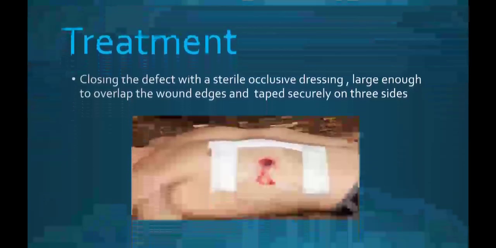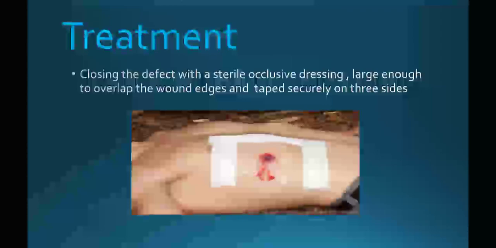Manage an open pneumothorax by closing the defect with a sterile occlusive dressing large enough to overlap the wound's edge and tape securely on three sides. Taping the occlusive dressing on three sides provides a flutter-type valve effect. As the patient breathes in, the dressing is sucked over the wound, preventing air from entering. When the patient exhales, the open end of the dressing allows air to escape.